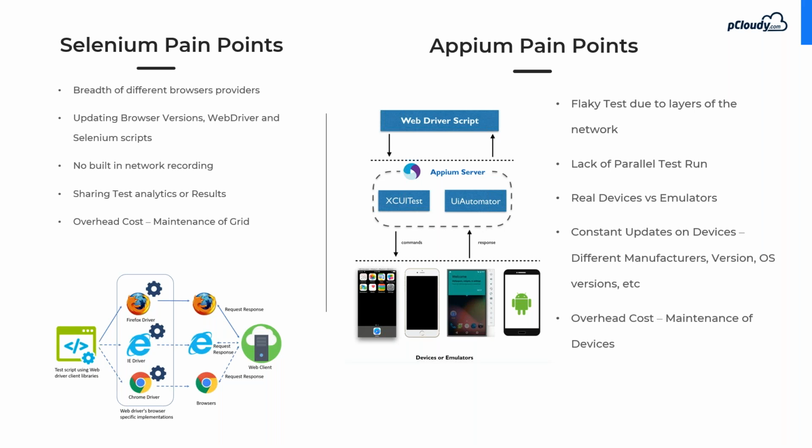Every time a new version is released, either on the OS side or on the browser side, you have to keep working on the infrastructure side so that you keep your devices updated and test your application on them. So there is a challenge in maintaining the updates at the device level. And with that, there is, of course, an overhead cost on the maintenance of the devices. The devices have to be procured, and their maintenance would definitely be an overhead cost associated with it. So these are some of the pain points at a higher level that we can discuss.